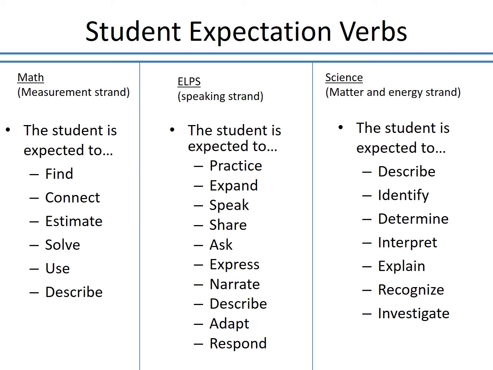And then in science, if we look at the matter and energy strand, the observable tasks would be describe, identify, determine, interpret, explain, recognize, and investigate. So finally, let's look at the ELLs. And here are the verbs that are used in the speaking strand. We should see the students practicing, expanding, speaking, sharing, asking, expressing, narrating, describing, adapt, and respond. These are the observable student expectations for the ELLs.